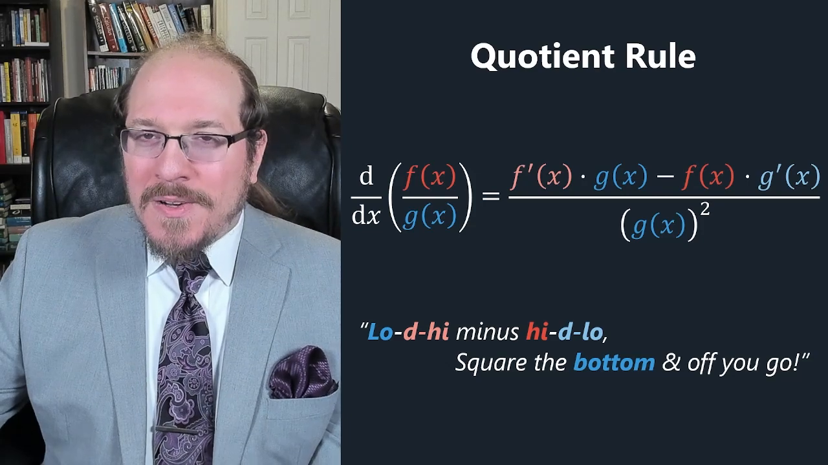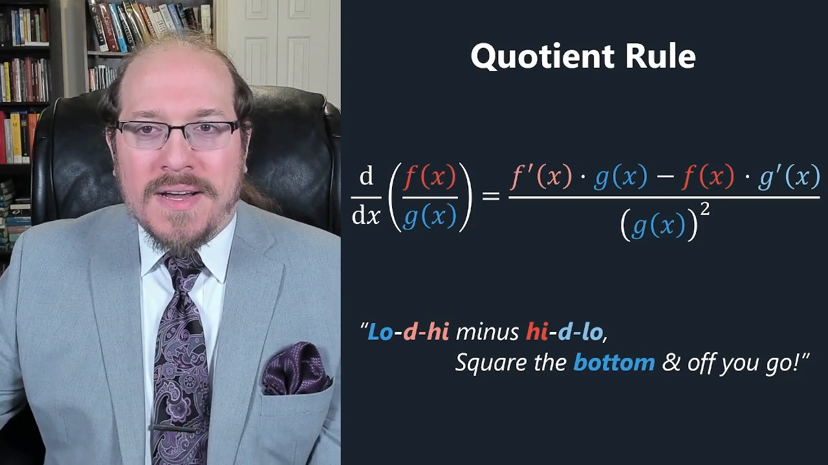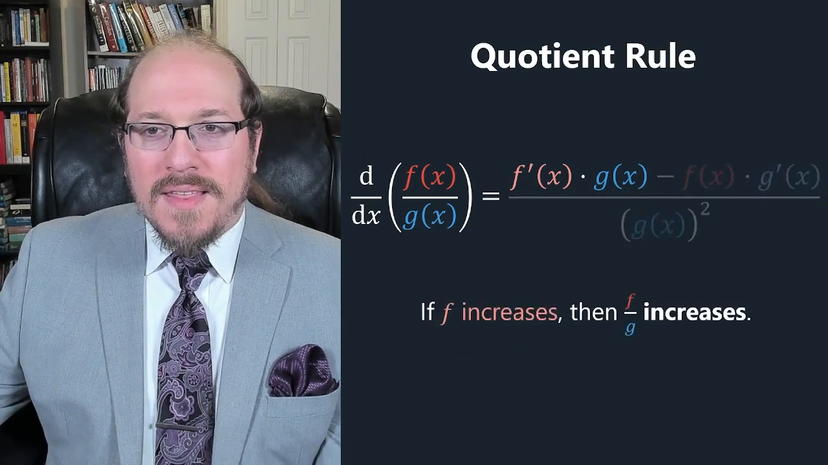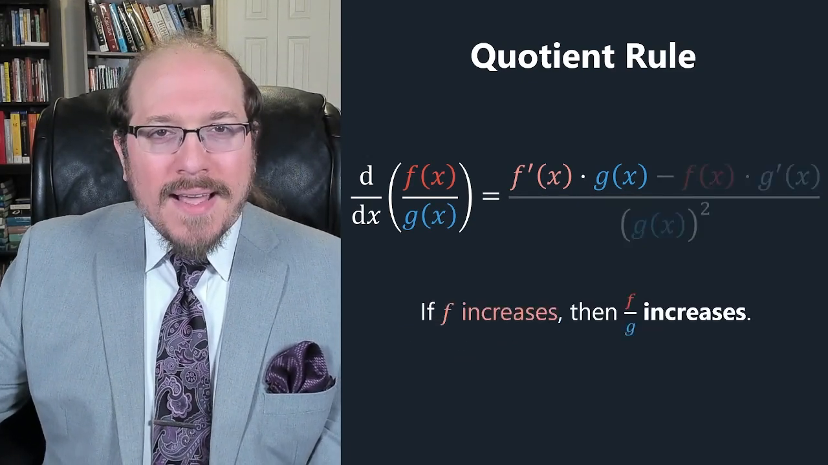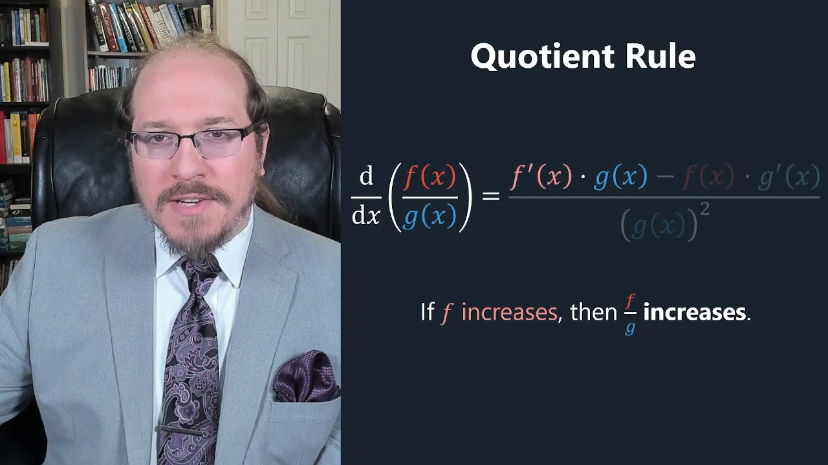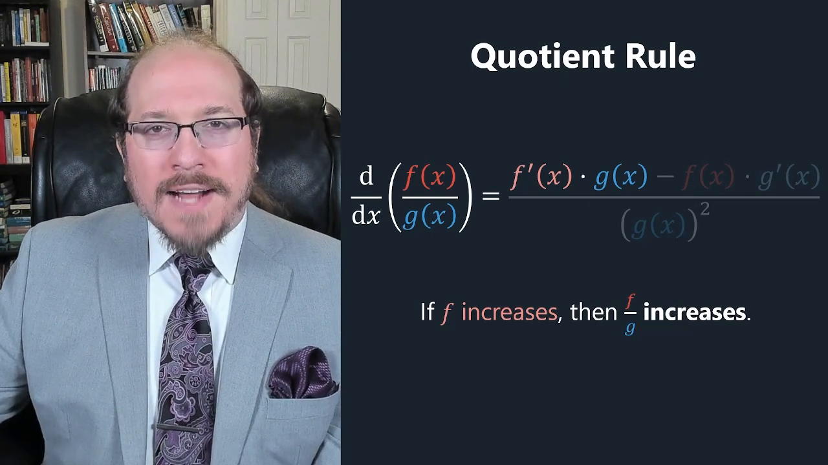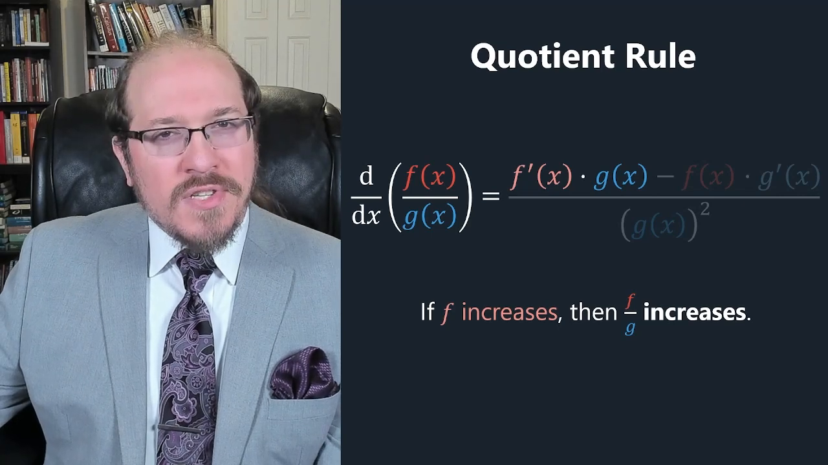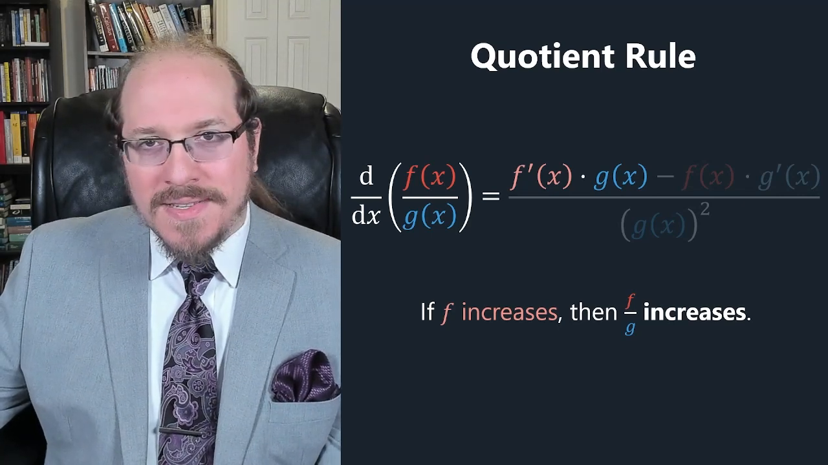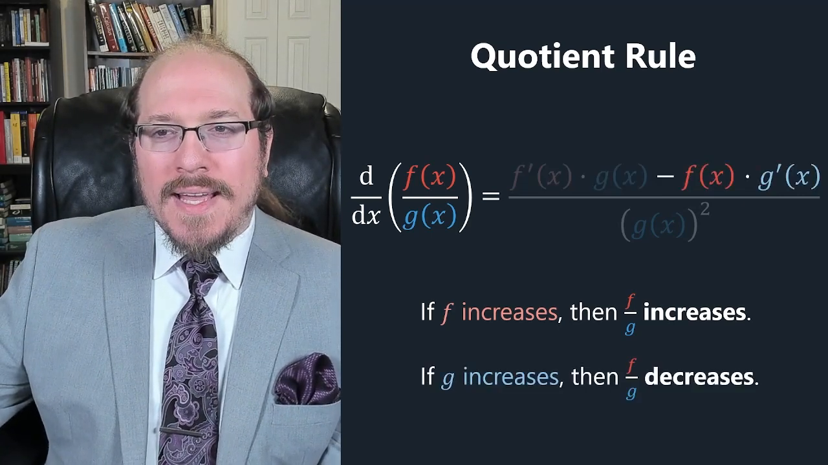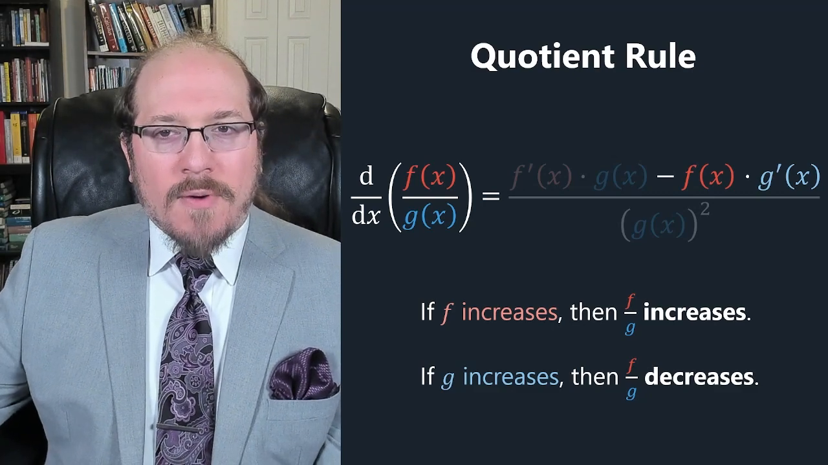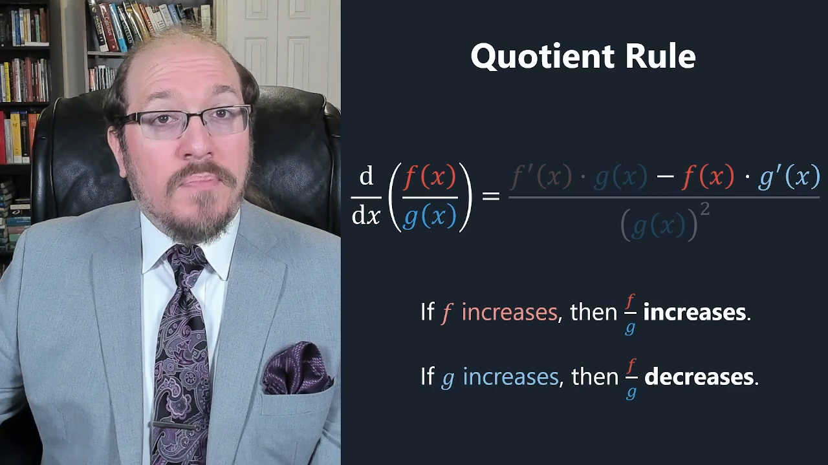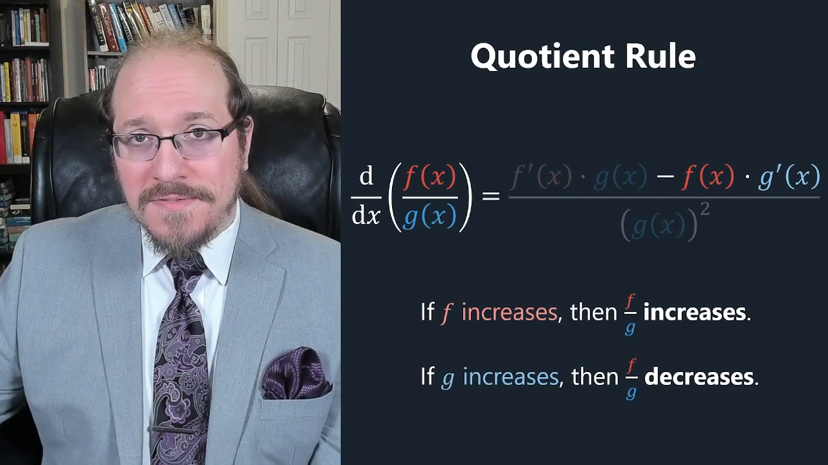But we can also do better than just relying on a mnemonic. We can also make sense of each part conceptually. Think of it this way. If we increase the numerator of a fraction, then the whole fraction increases in size. So the f prime times g term is positive. But if we increase the denominator, the fraction itself decreases. So the f times g prime term is negative.